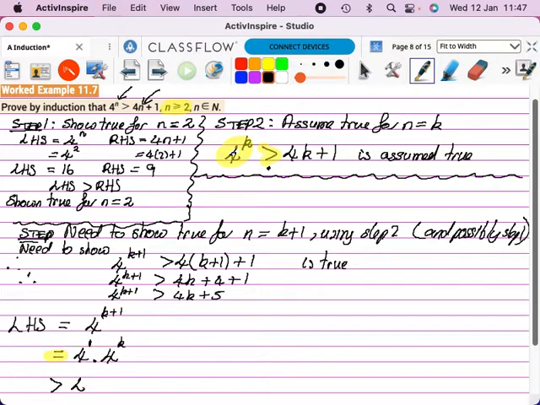The 4 is not the step 2. The step 2 is 4k plus 1. So there's my empty bracket, 4k plus 1. Close my empty bracket, because what I've done is I've replaced the 4 to the power of k with a greater than symbol and what's inside, because that's what step 2 is telling me to do.